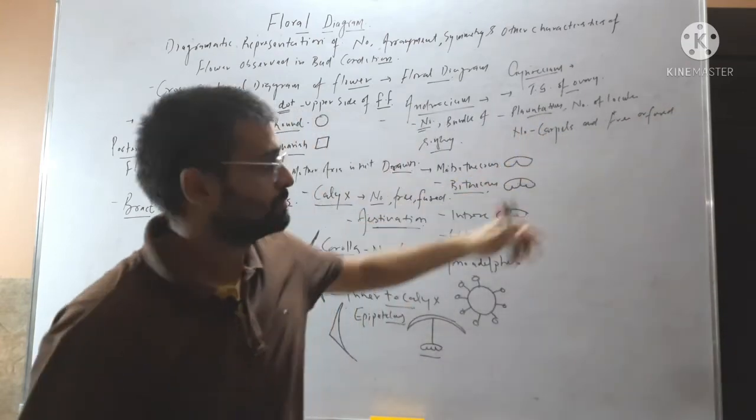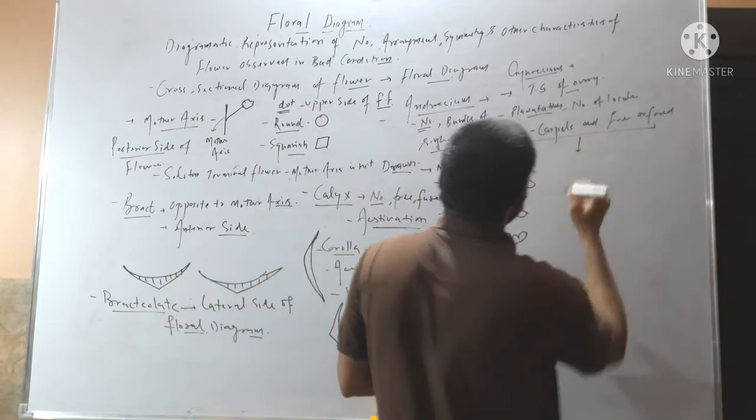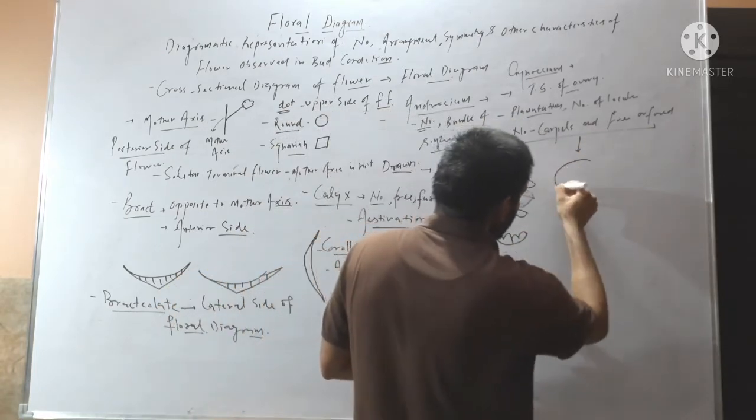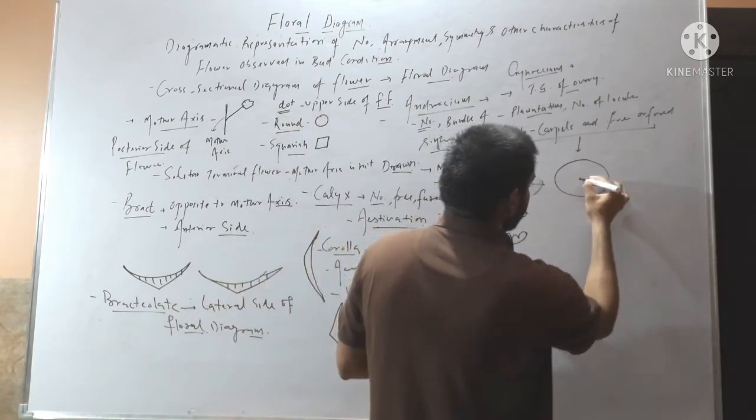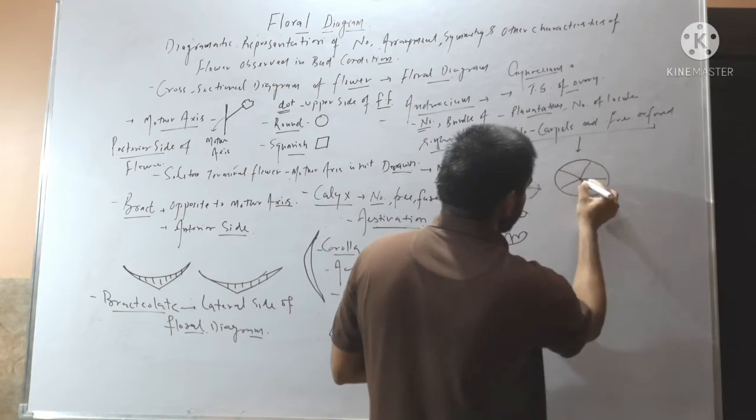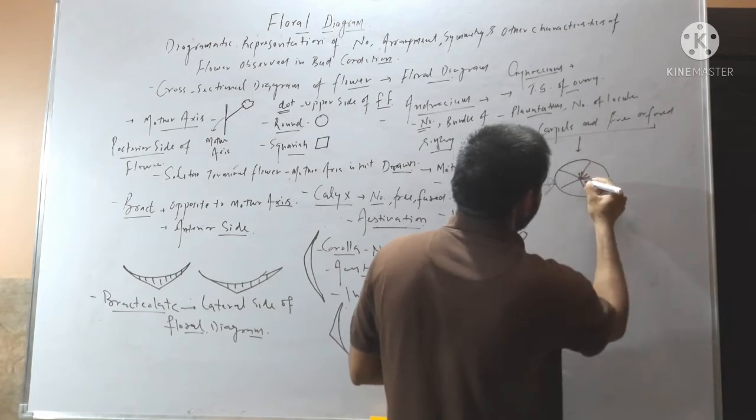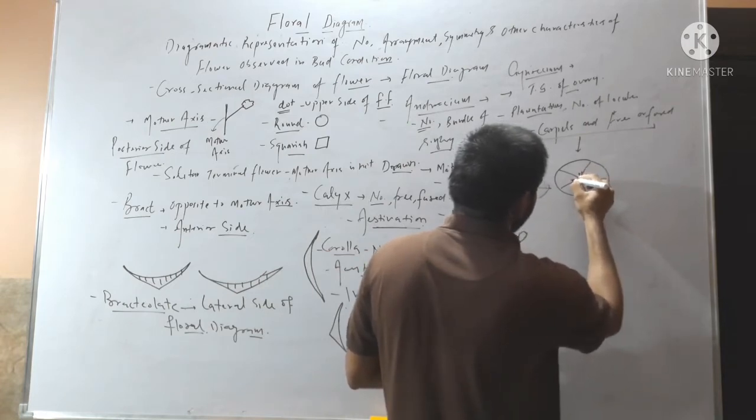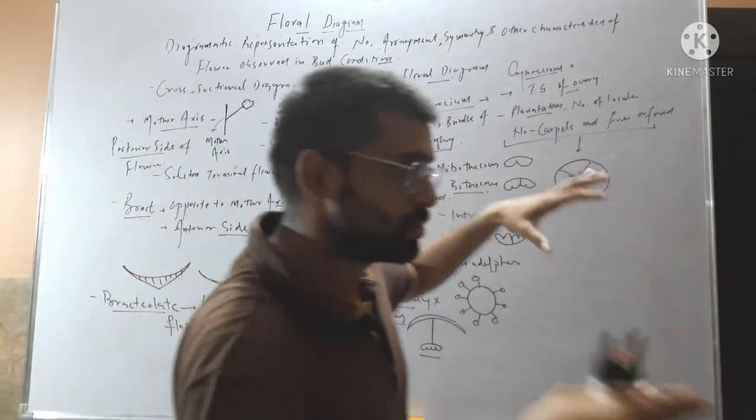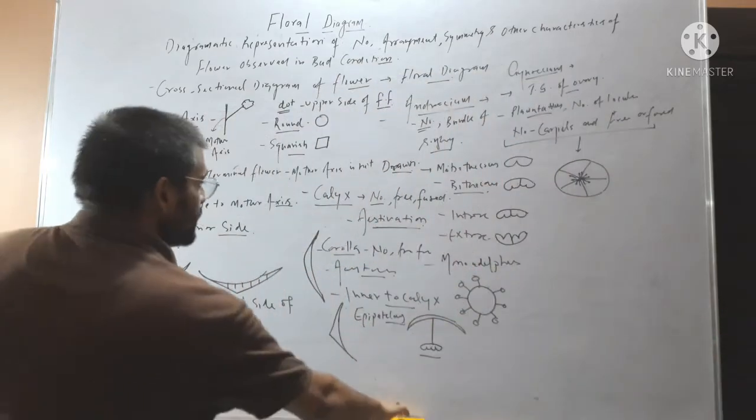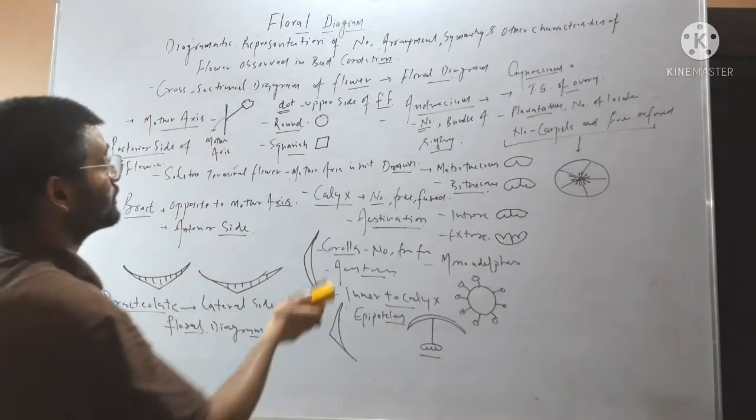We will note down these characters and then we will draw. For example, we cut a TS of ovary and we found that it has 5 locules and placentation in it is axile. So we will draw it as it is, like this. So now we have all the symbols that are used in a floral diagram. Now by using these symbols we can draw a floral diagram of any flower.